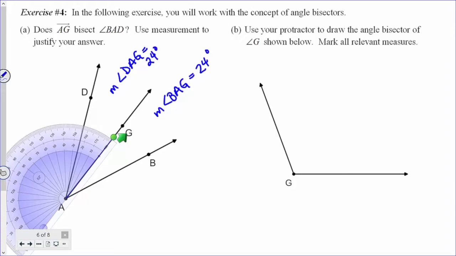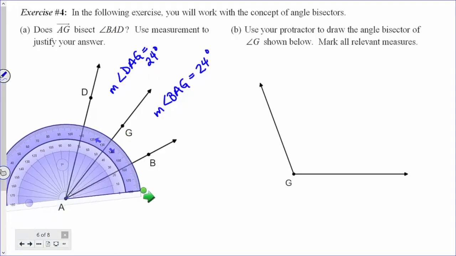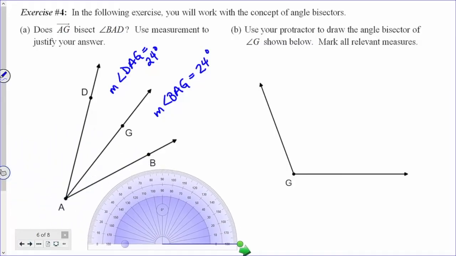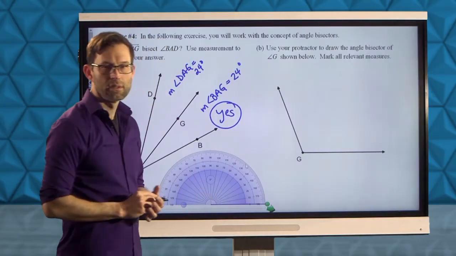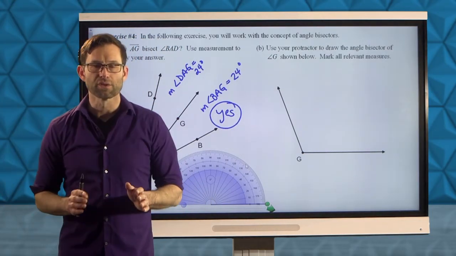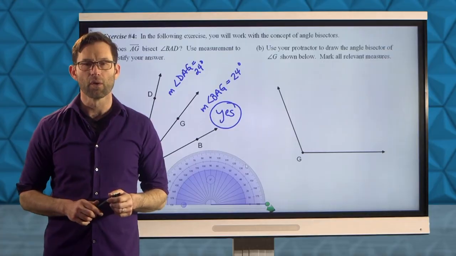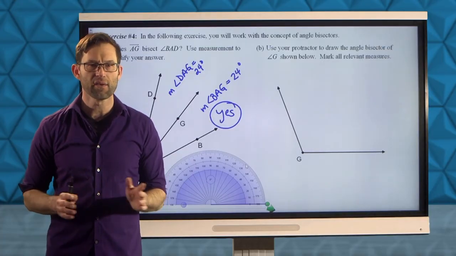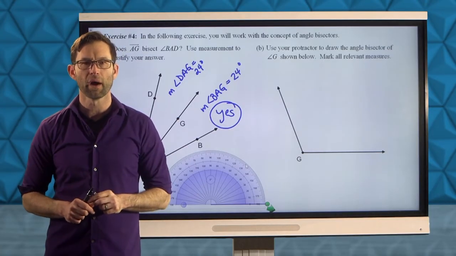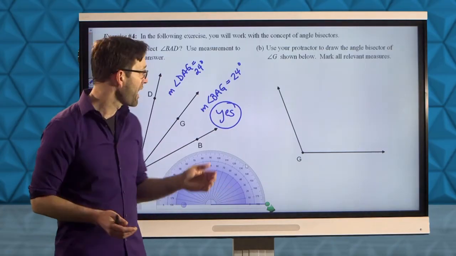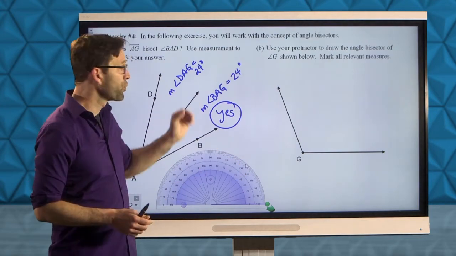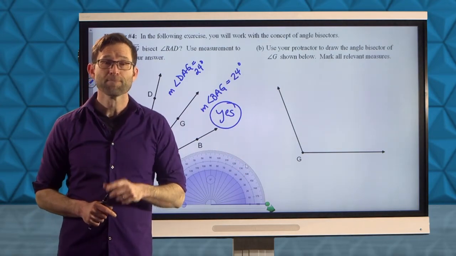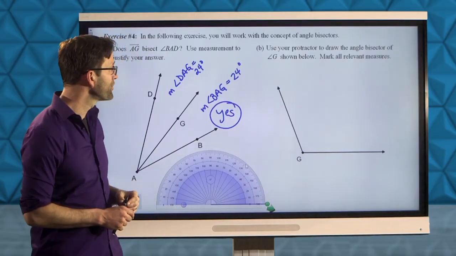So the answer is yes. I thought it was close, but no. The person who invented this problem says yes. Right? Angle bisectors, and there's only one for any given angle. We'll talk about that more in a future lesson. Any given angle has one and exactly one angle bisector. That kind of makes sense. If I have a 48-degree angle, there's only one ray I'm going to put in there to form two 24-degree angles. Okay? Let's see if you can make that in the next problem.